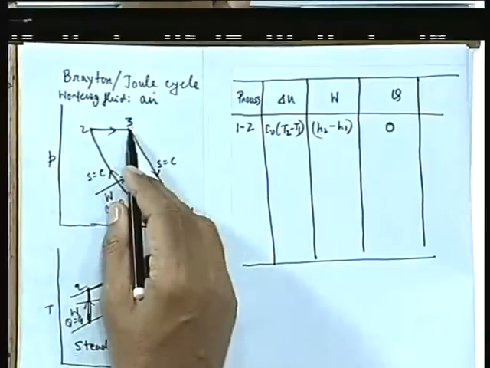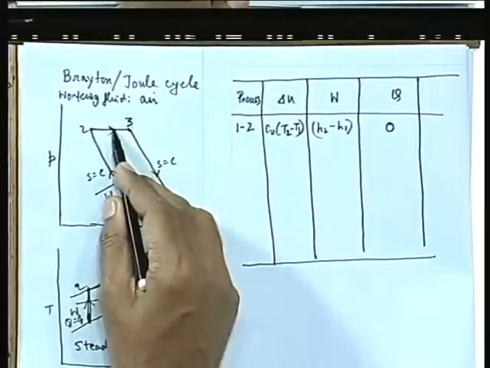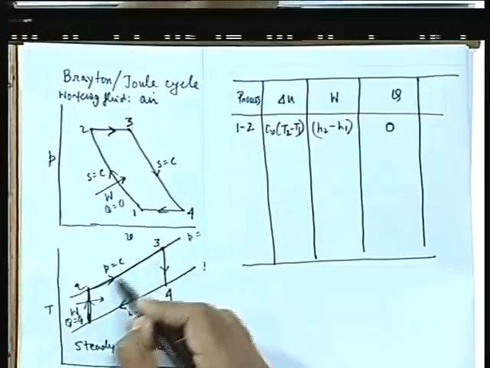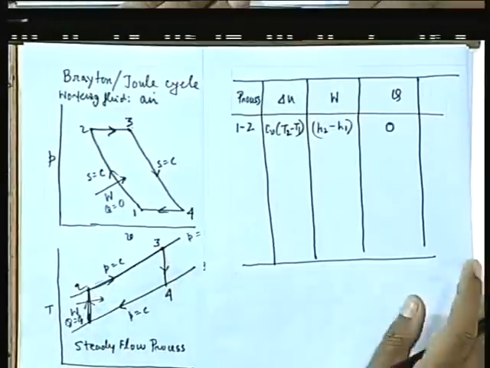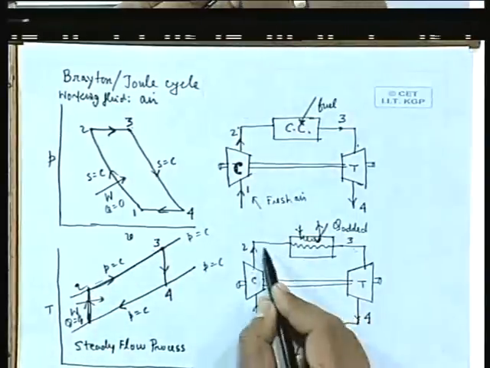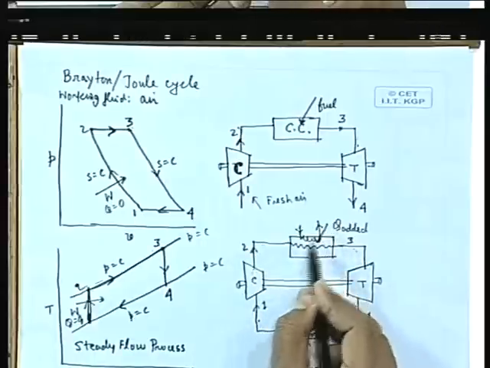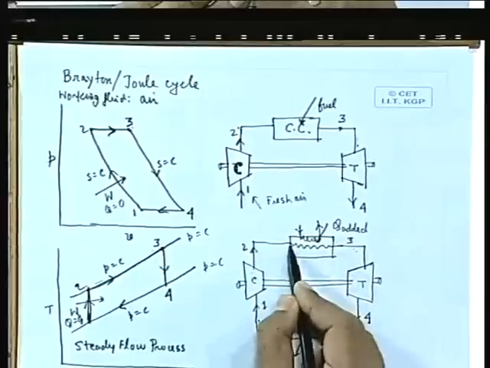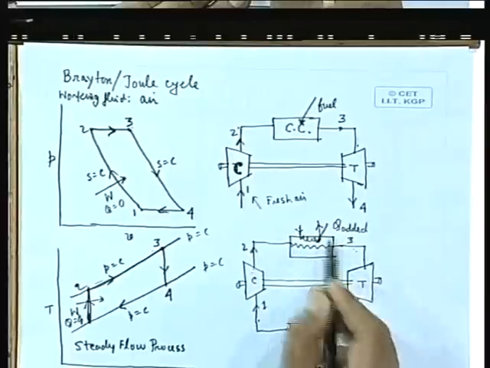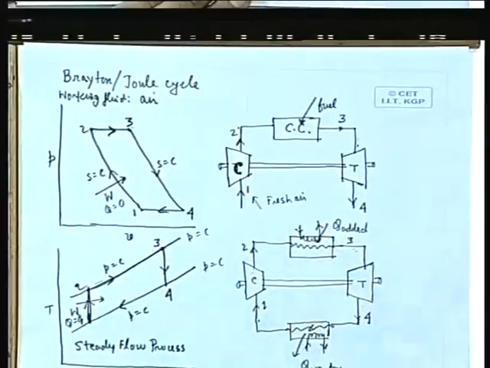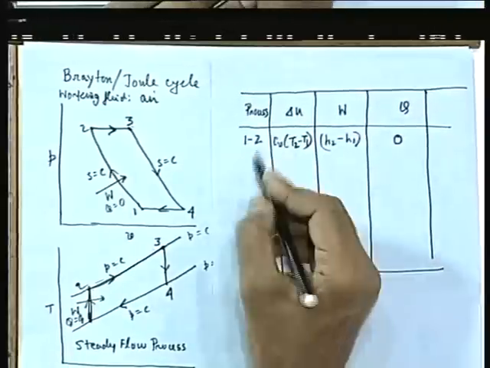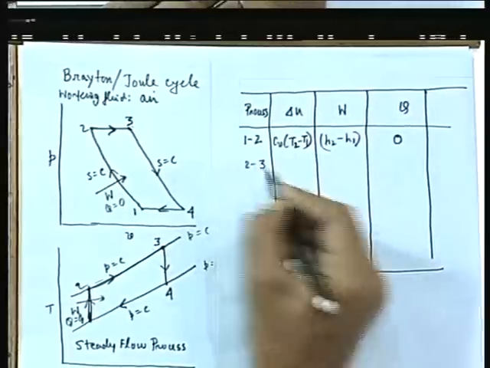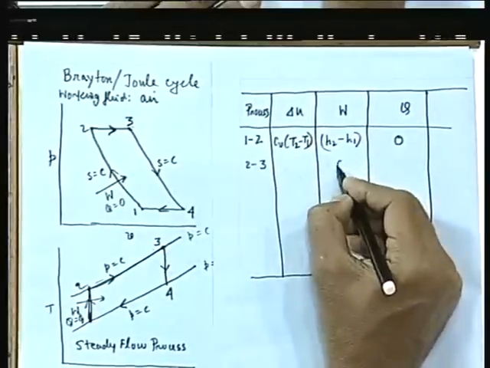Now I come to the 2-3 process. What is this process? This is a constant pressure process, but in a steady flow system. In a steady flow system, constant pressure process means that heat is added and the working fluid is heated, or the temperature of the working fluid increases at a constant pressure. So there is no work interaction. Therefore in this process 2 to 3, work interaction is 0, all right.